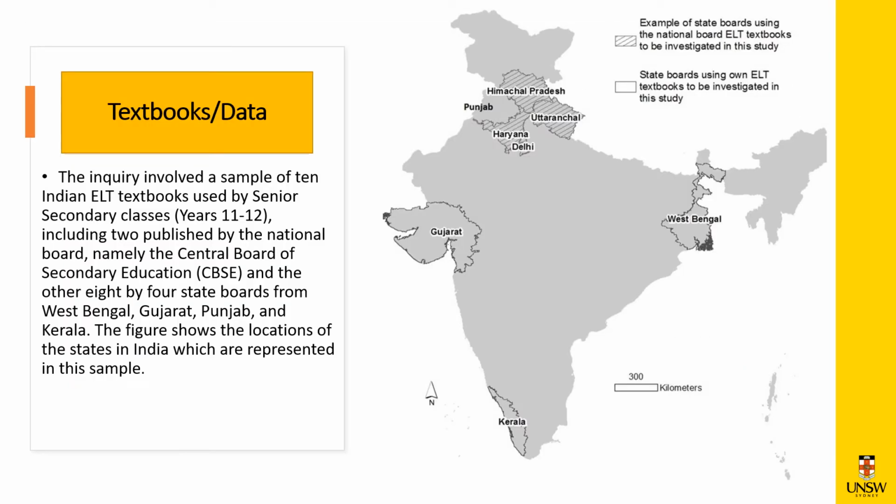The inquiry involved a sample of 10 Indian ELT textbooks used by senior secondary classes, years 11 to 12, including 2 published by the National Board, namely the Central Board of Secondary Education, CBSE, and the other 8 by 4 state boards from West Bengal, Gujarat, Punjab, and Kerala. The figure shows the locations of the states in India which are represented in this sample.